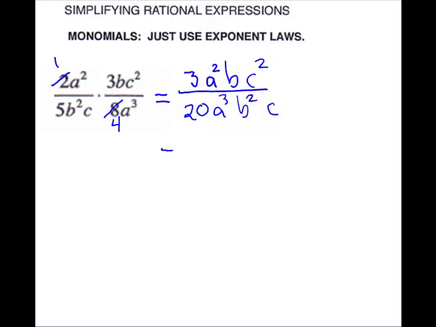For the numbers, there's nothing else I can do. 3 over 20 is reduced. For your variables, you will use your exponent rules. If you have all positive exponents, remember you can do biggest minus smallest. It will stay wherever the biggest is. So for the A's, I can subtract 3 minus 2 will leave me 1A in the denominator. For the B's, 2 minus 1 will leave me 1B in the denominator. For the C's, 2 minus 1 will leave 1C, but it will go in the numerator because that's where you have the most C's.